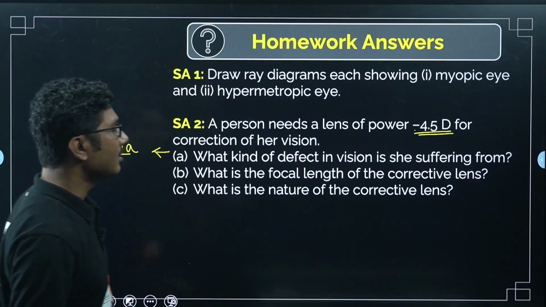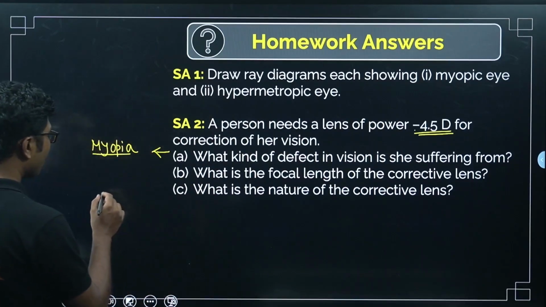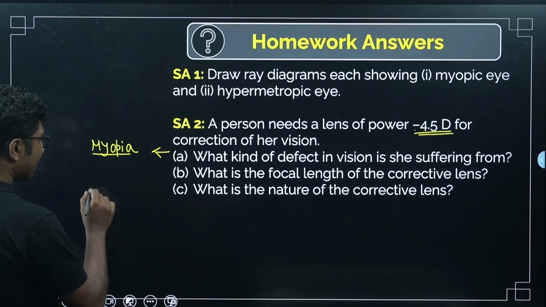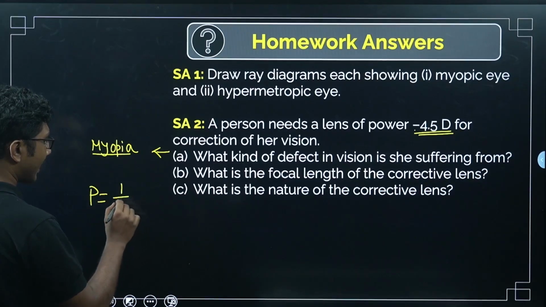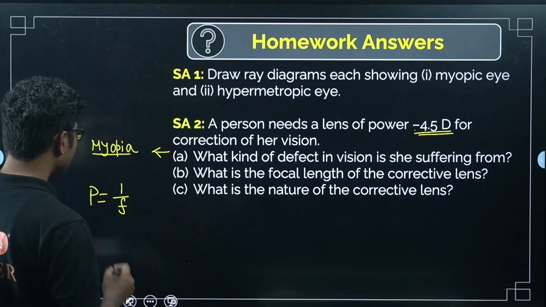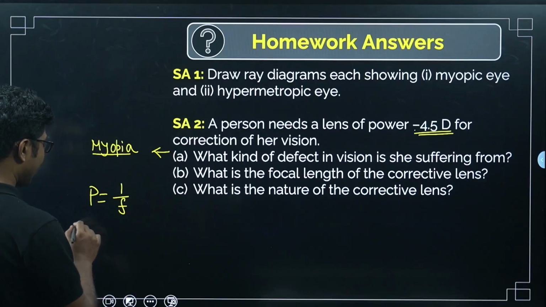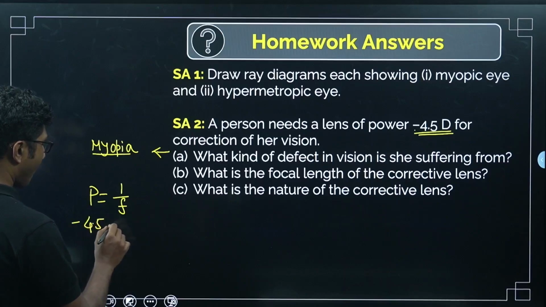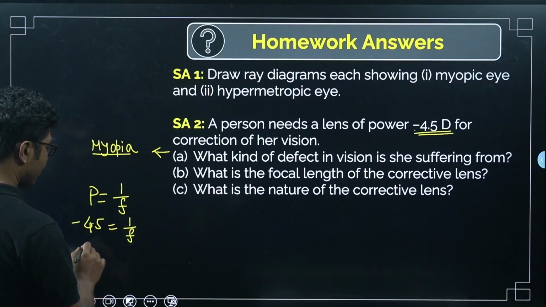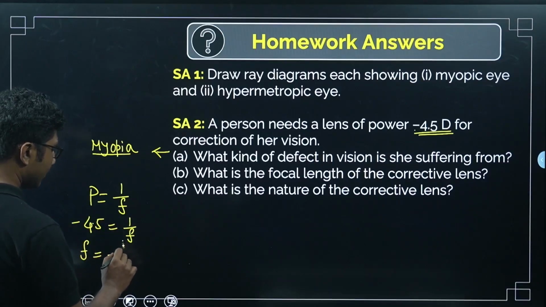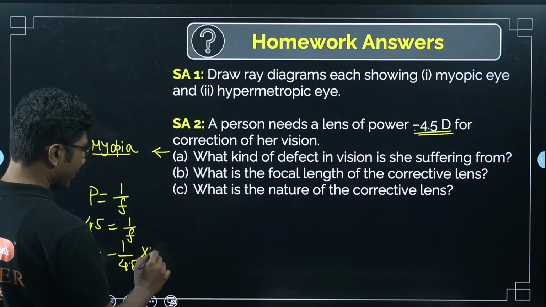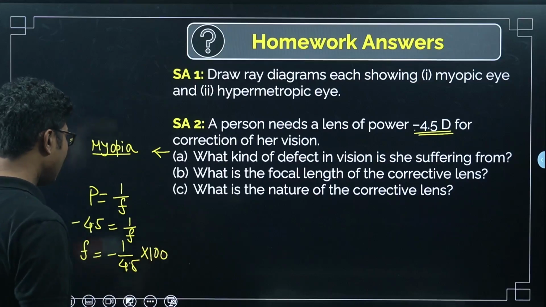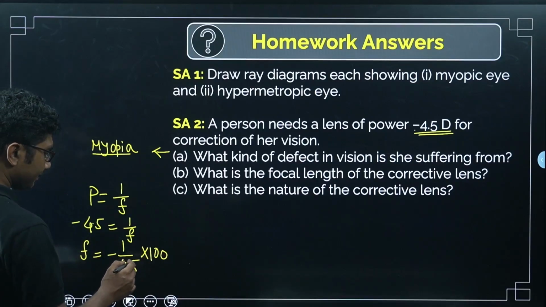What is the focal length of the corrective lens? We know that focal length and power are related by P equals 1 by F, where F is in meters. So power is given as minus 4.5. So F is minus 1 by 4.5. Now this is in meters. So to convert it into centimeters, we can simply multiply it with 100, okay, and then we can cancel it.